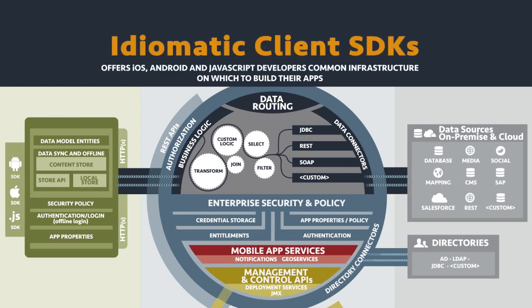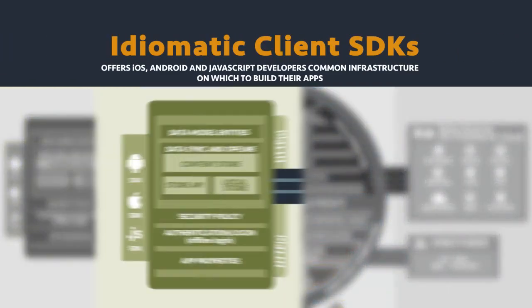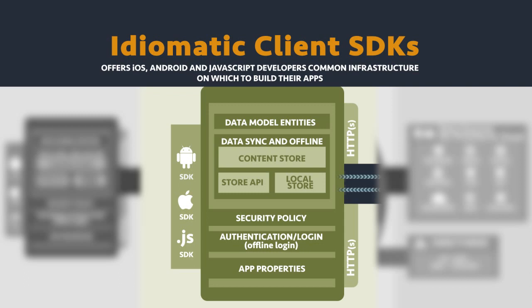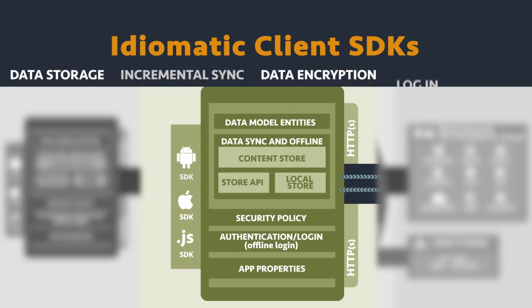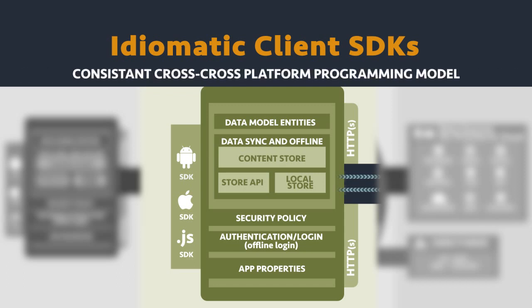Next are the Akula Client SDKs, which offer iOS, Android, and JavaScript developers common infrastructure on which to build their apps. The SDKs automatically handle some of the more complex aspects of development, like handling data storage, incremental data sync, encryption, login, eventing, and more. The client SDKs follow the conventions and standards of their respective platforms, yet provide a consistent cross-platform programming model. So, developers will be productive immediately.